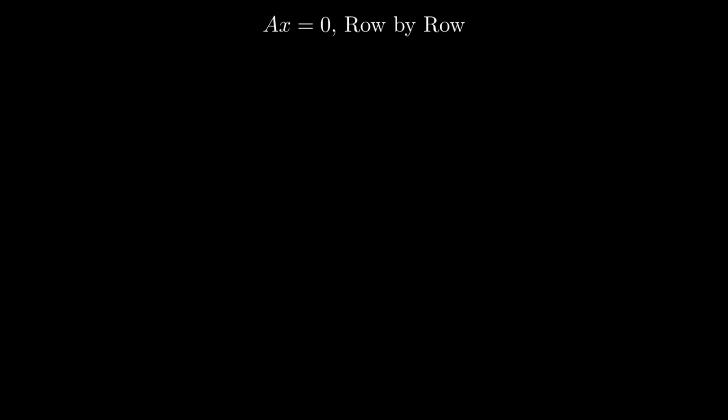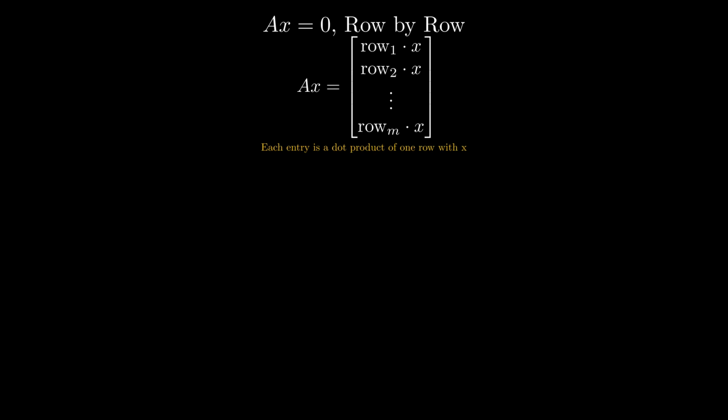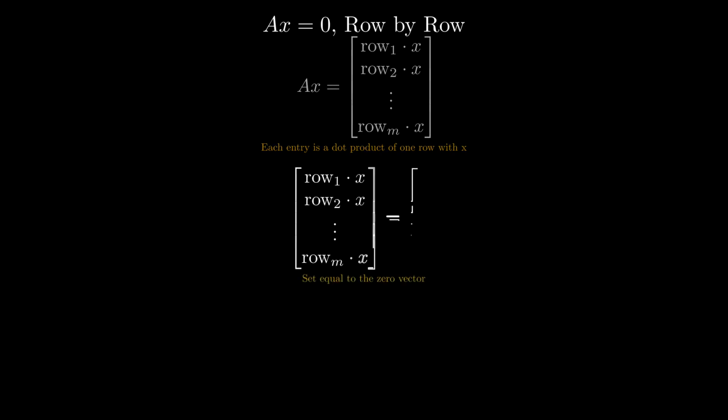Let's slow down and look at what AX equals 0 says, row by row. When you multiply a matrix A by a vector X, each entry of the result is the dot product of one row of A with X. So we can write the product AX as a column vector whose first entry is row 1.x, second entry is row 2.x, and so on, all the way down to row m.x. Setting this equal to the 0 vector means every single one of those dot products must equal 0.